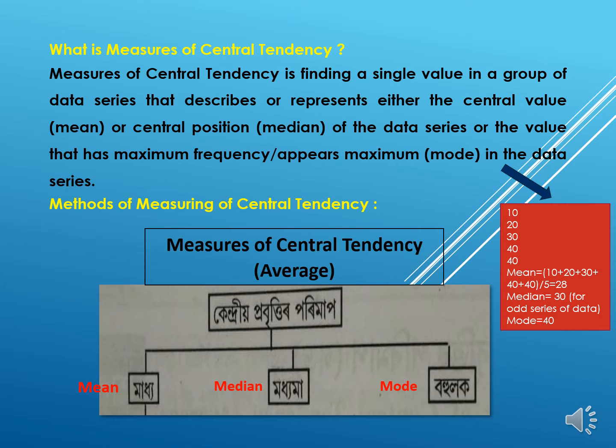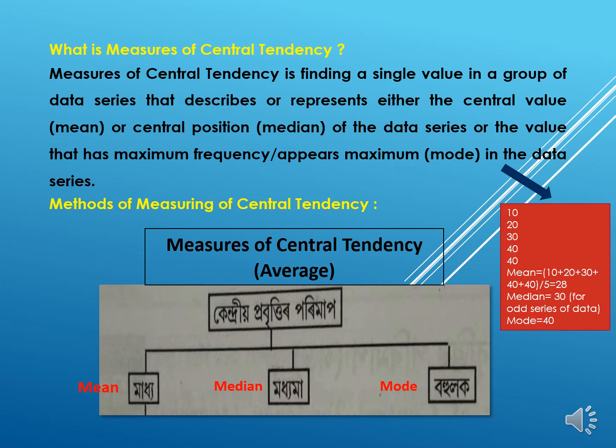Suppose we have 5 data 10, 20, 30, 40 and 40. So mean will be equal to 10 plus 20 plus 30 plus 40 plus 40 divided by the numbers of data. Here it is 5. So mean will be equal to 28.